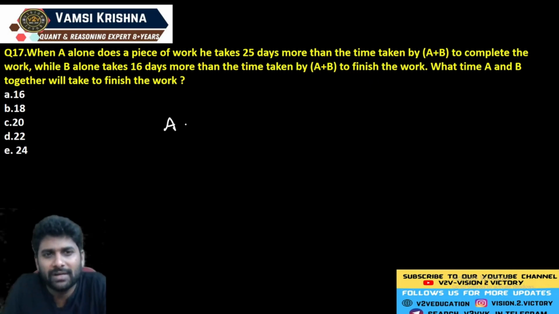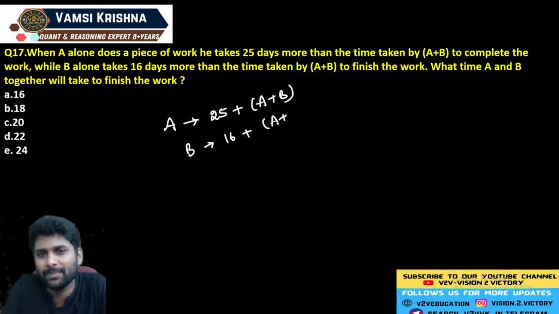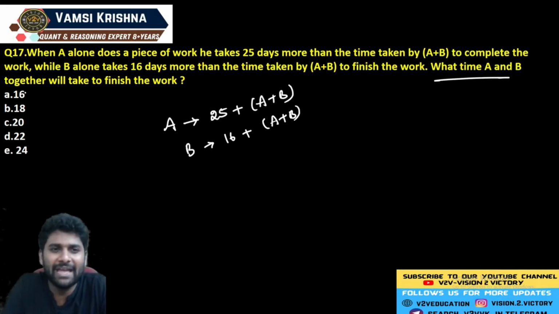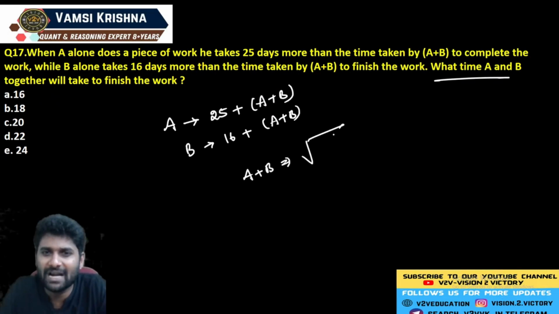If A alone does a piece of work, it takes 25 days more than A and B together. And B alone takes 16 days more than A and B together. Now the question: the time taken by A and B together to finish the work. So there is a direct theory, guys. A and B can complete the same work in the square root of the product of the two numbers, 25 and 16. So this is the theory.